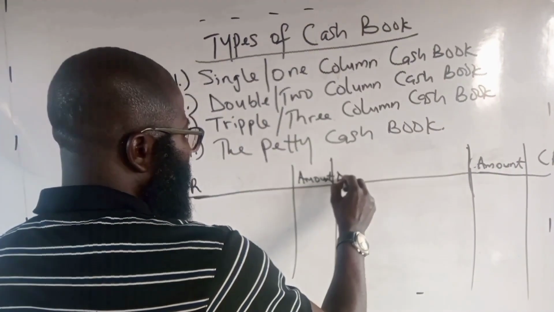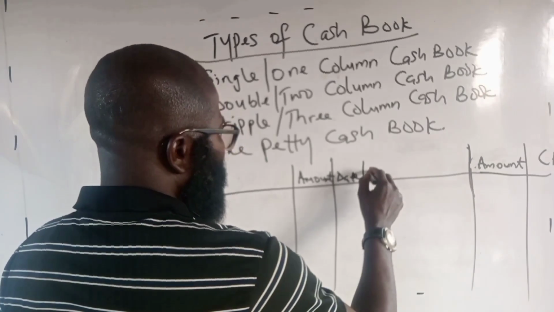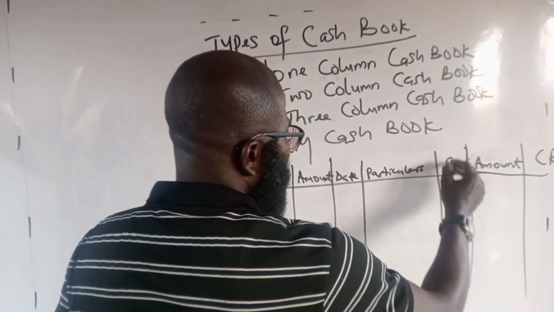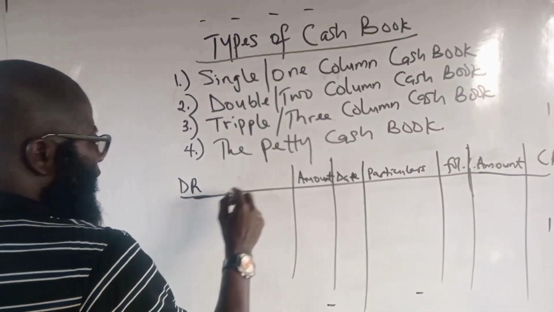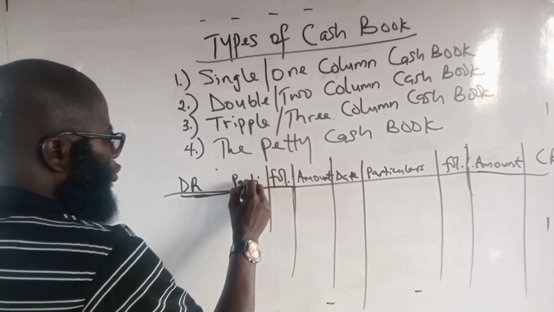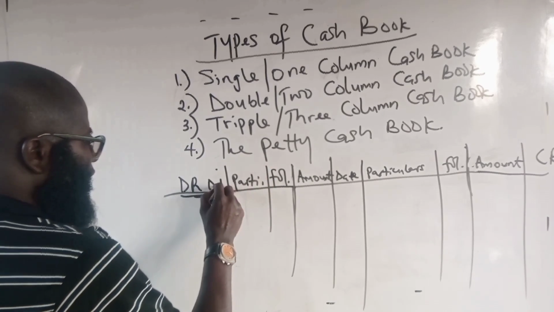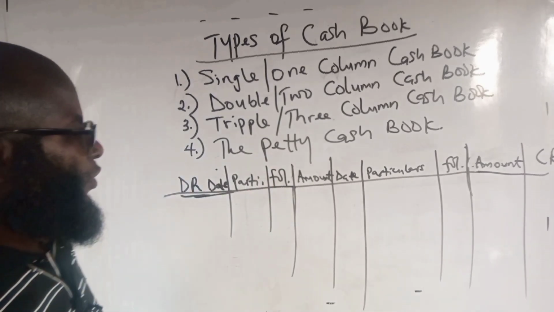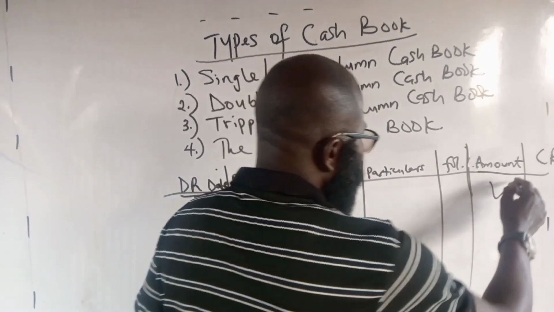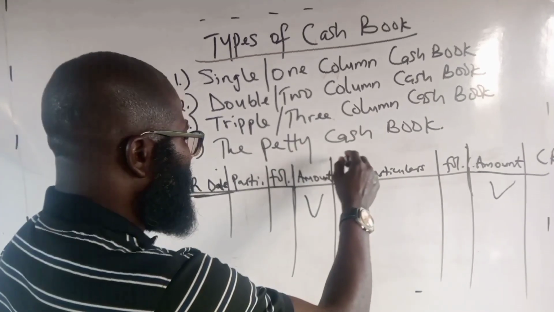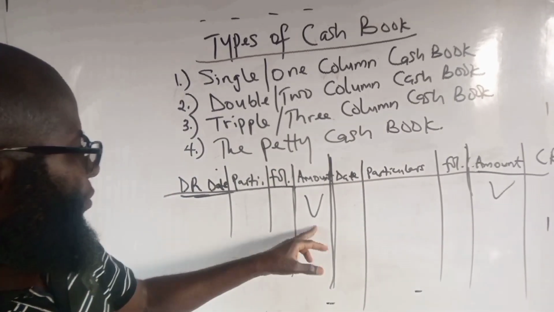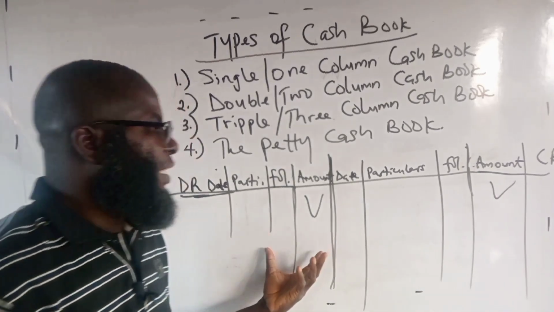While we have date, then we have particulars, then we have folio. Then here we have folio, then we have particulars, then we have date here. So this is what I'm trying to say. If you look at this particular area, we are having amounts on the debit side here.